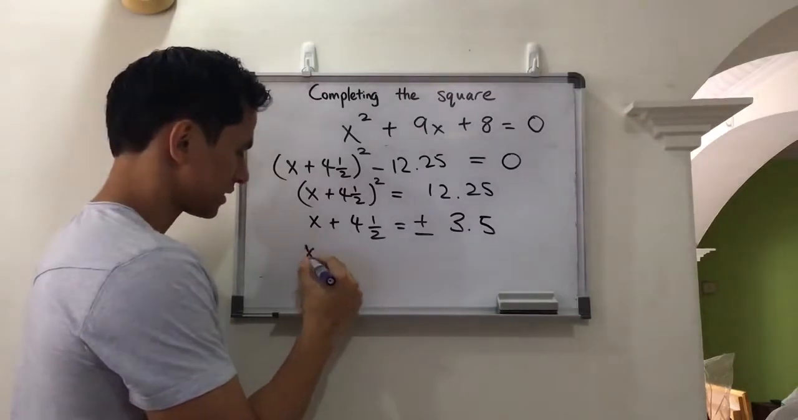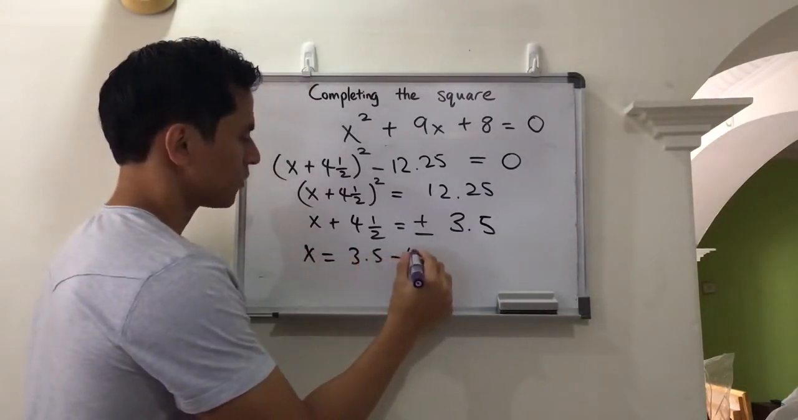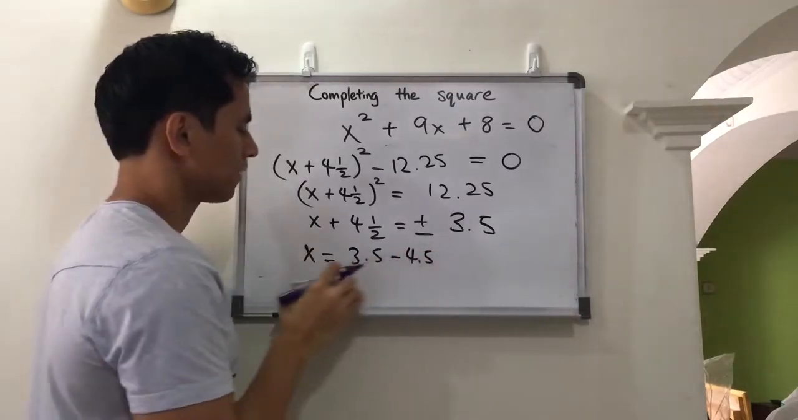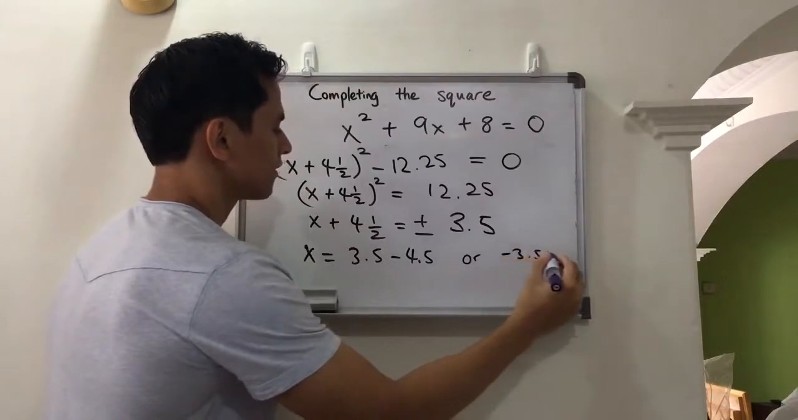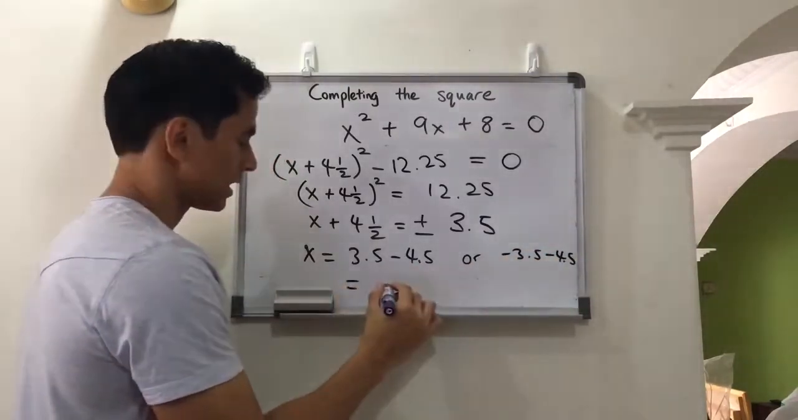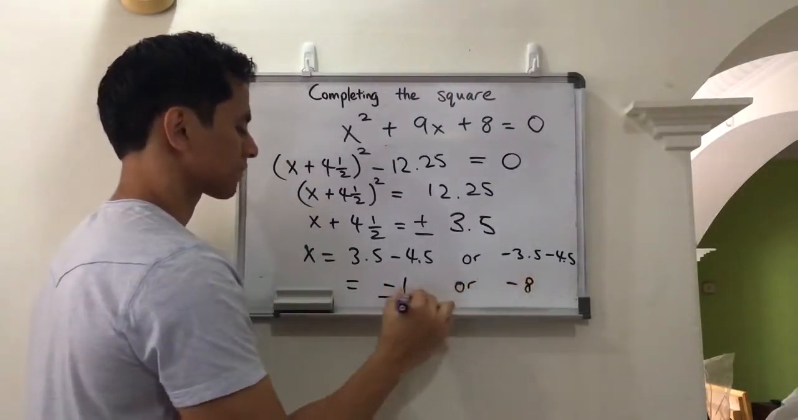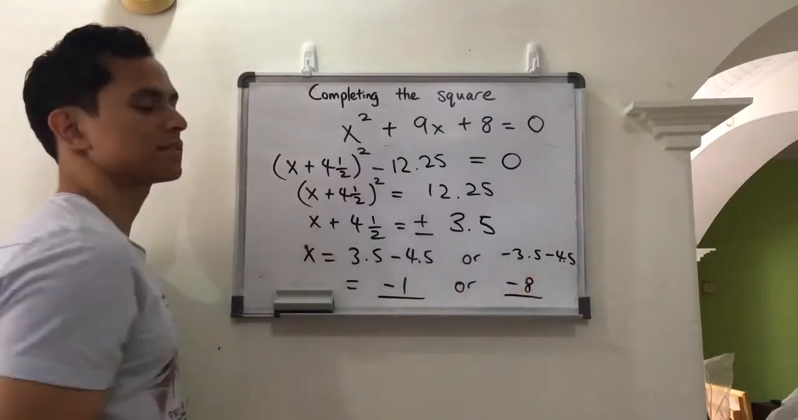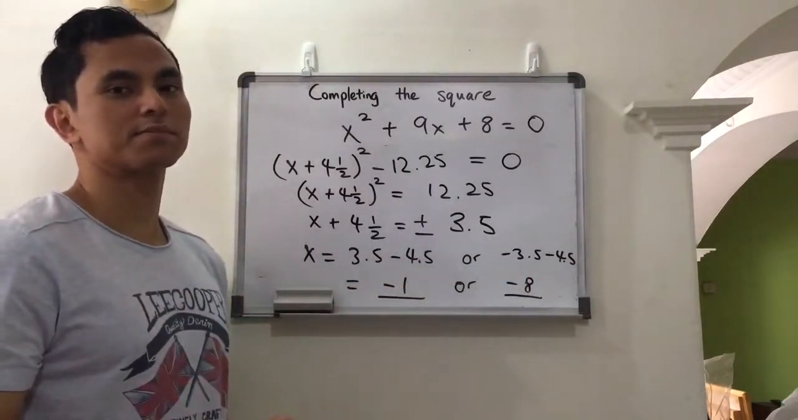So I'm just going to get x equals 3.5 minus 4.5, or minus 3.5 minus 4.5. So this gives me x equals -1 or -8. And these two answers will be the final answer for this example.